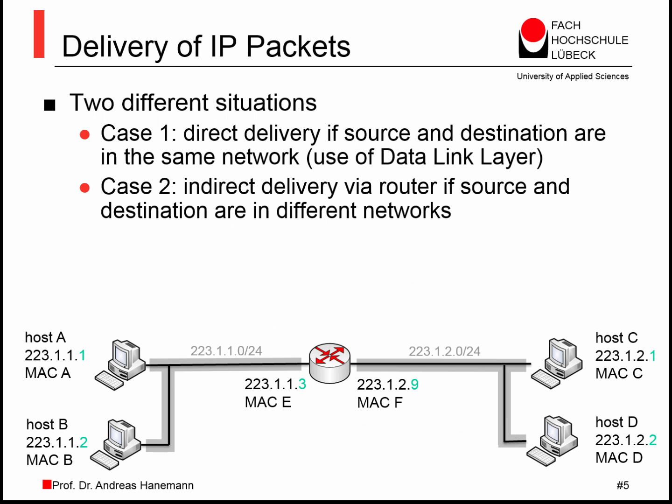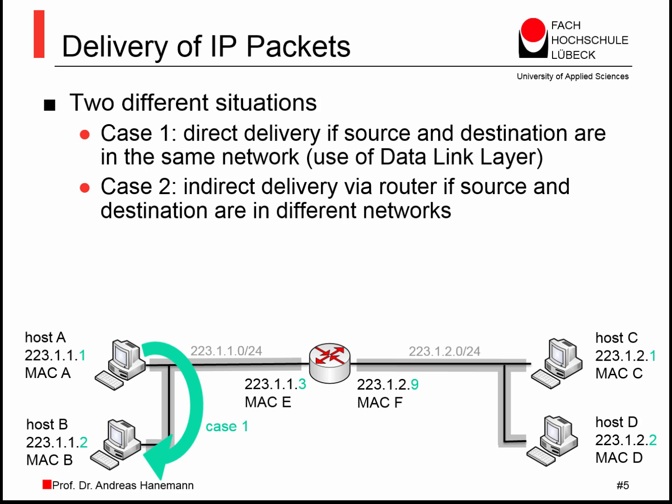On this slide we see the impact of the test result. If the test shows that the source and destination hosts are part of the same network, then it is possible to directly provide the IP packet to the destination by the means of the data link layer. A router is not involved in this case.